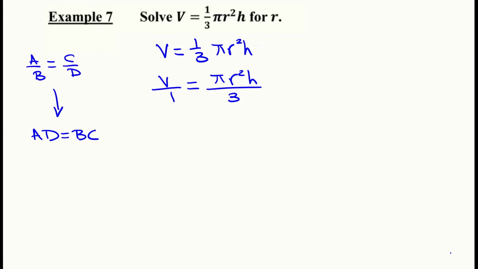So we're going to do the same thing over here. We're going to cross multiply, so we get pi r squared h times 1, which is just pi r squared h, equals 3 times v, right? And now, because we're solving for r, we're going to go ahead and isolate the r squared term first. So we go ahead and divide both sides by pi times h.